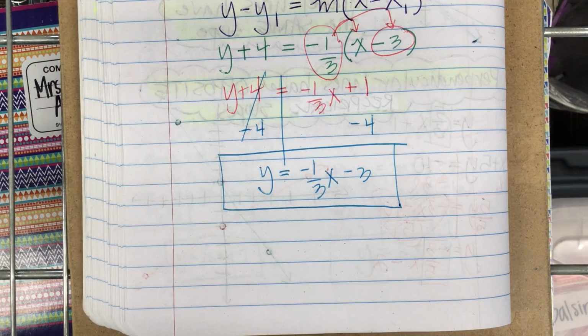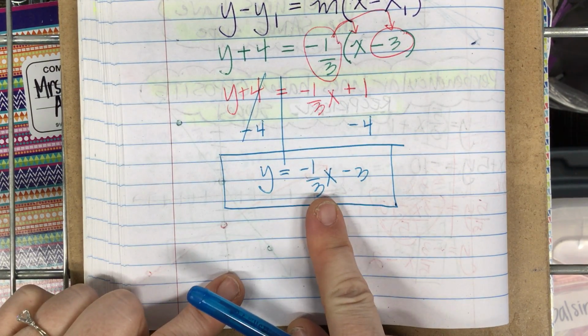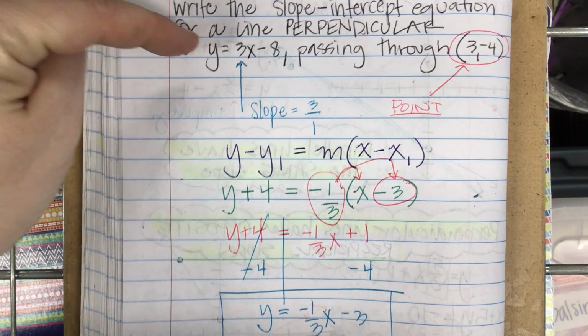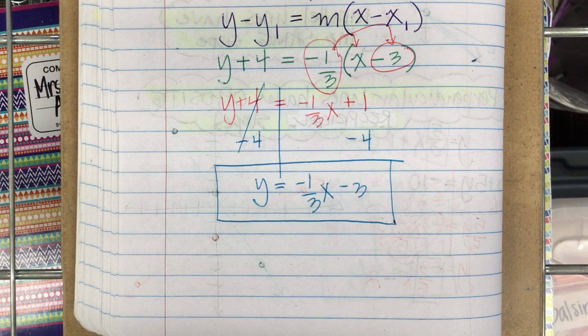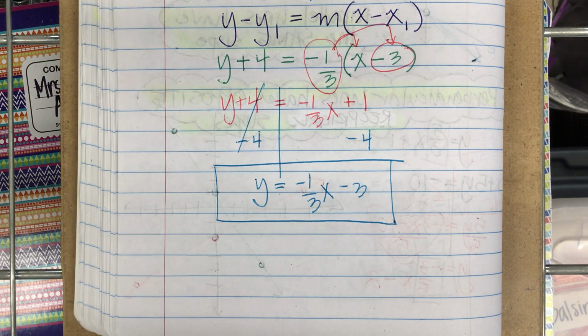And I know that this line and this line are perpendicular. And how do I know that they're perpendicular? Because their slopes are opposite reciprocals. Positive, negative. Numerator and denominator switch places. If it said parallel, you use the same slope.